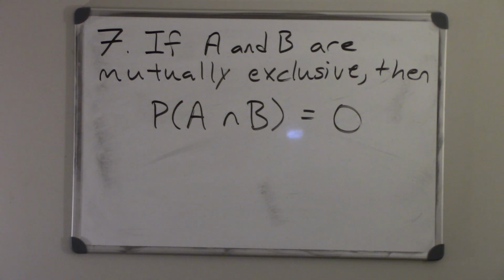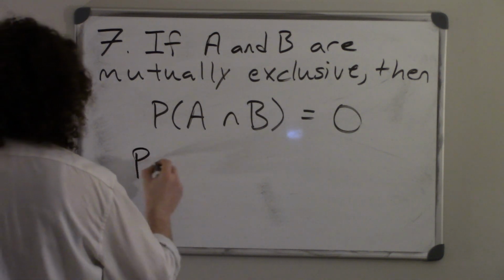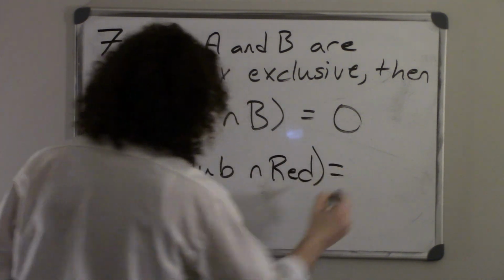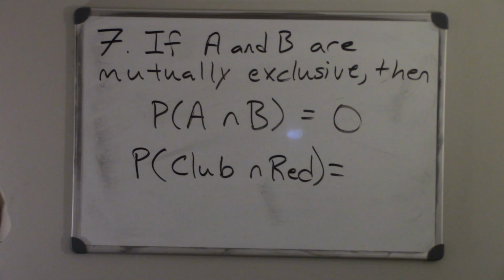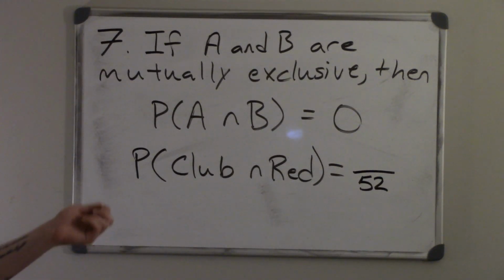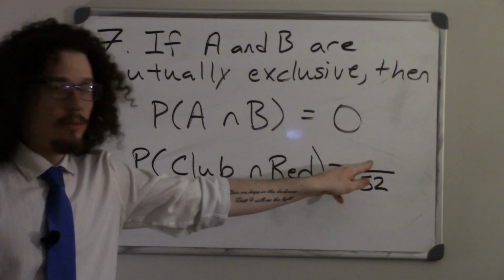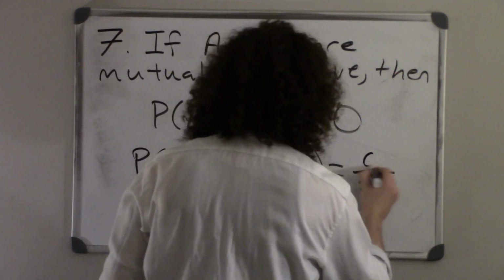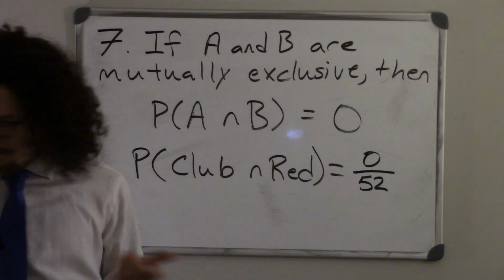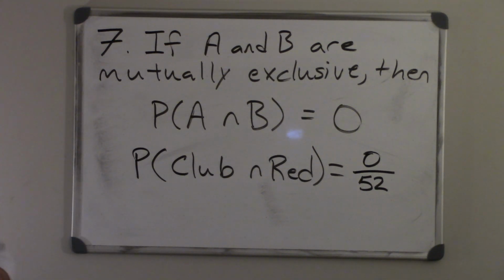This one, we really don't need to do an example for, but just really quickly, if we were to use those same events from the last example, club and red, and we were to look for the probability of the intersection of drawing a red club, then once again our denominator is going to be the same, the number of outcomes in the sample space. And then the number of outcomes in our event is 0, because there are only black clubs, there are no red clubs. And so 0 over 52 is going to give us 0.